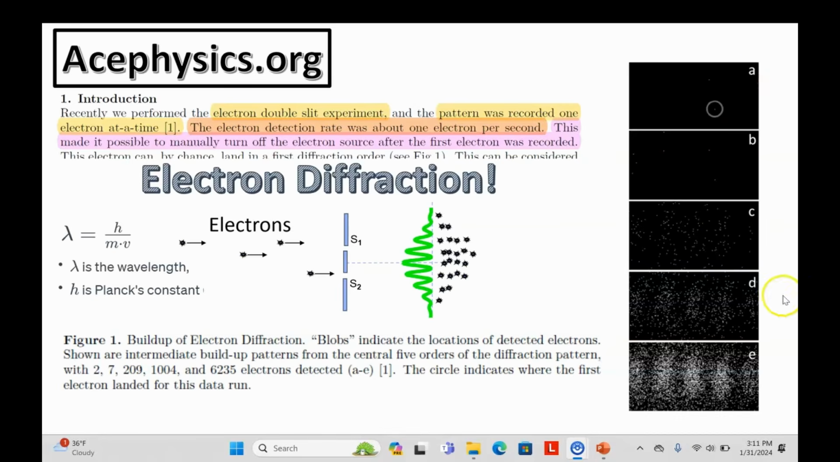This is the data, and as you notice, the electrons are detected where you have these light spots, and there are these dark spots in between the bright spots where the electrons are never detected. And this is an example of the wave nature of matter.